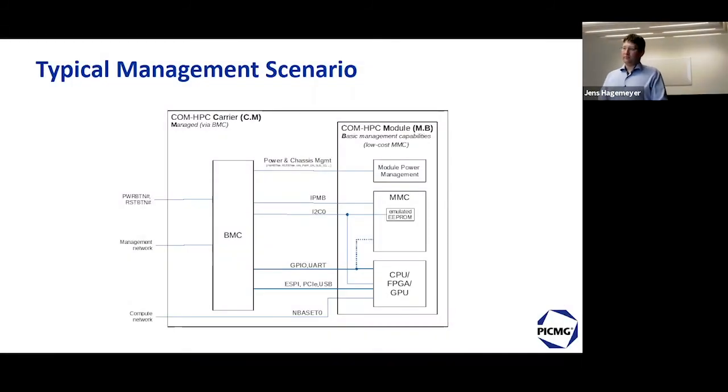So a typical management scenario or architecture of a module would look like this. We have the COM-HPC carrier that includes a BMC, so it's a managed carrier, and a COM-HPC module with basic management capabilities. As we can see here, we have the IPMB connection connecting the BMC and the MMC, as well as the I2C connection, which was there for COM Express as well, having the EEP connected. And then here we have the central CPU, which has the connection for the IKVM functionality.